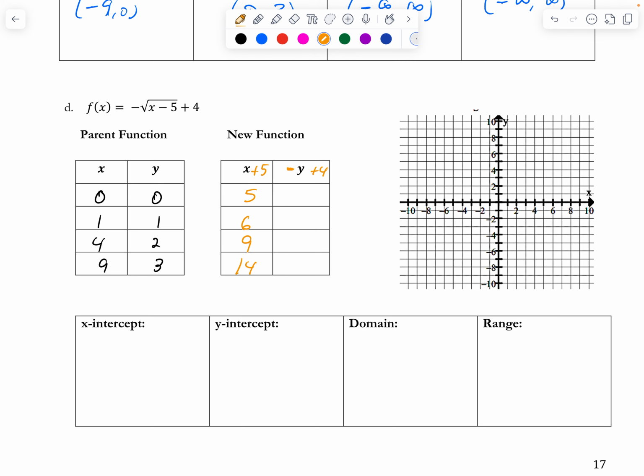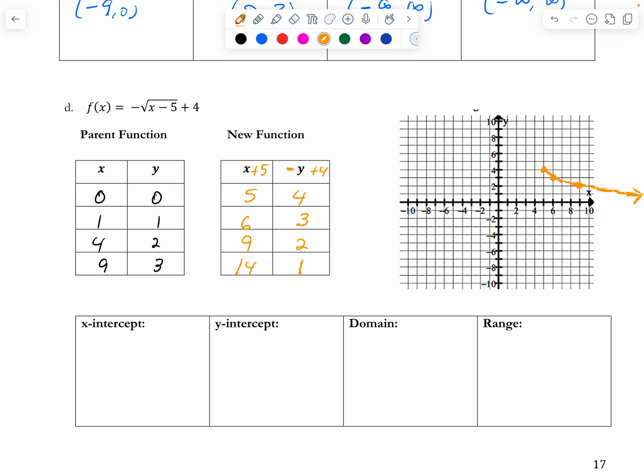Okay, and then the opposite of 0, plus 4, opposite of 1, plus 4, opposite of 2, plus 4, opposite of 3, plus 4. So here we go. 5, 4, 6, 3, 9, 2, and then 14, 1 is going to be somewhere over here. So again, tricky thing here is to make sure that you're only going one direction for this square root.